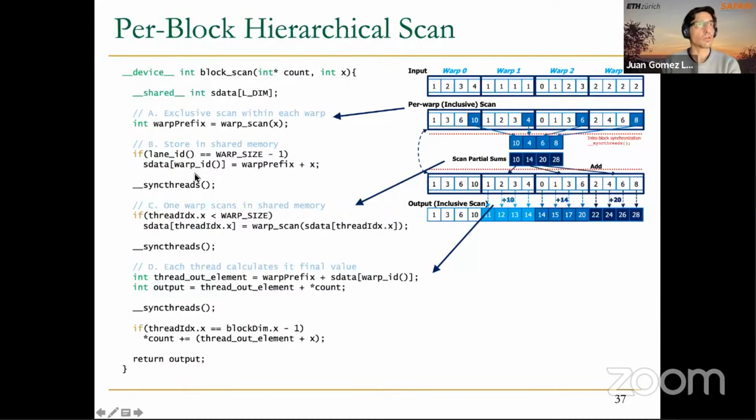The important thing is that first we perform the per warp inclusive scan, then we scan this short array of partial sums that resides in shared memory, and finally we update the results from the original per warp scan. We update them with the scan values of the scan of partial sums, and obtain the final result. So this is the code. This is how it works: the per block hierarchical scan.